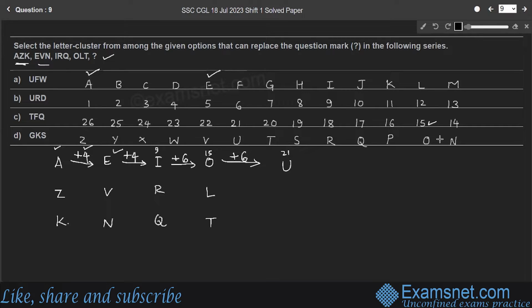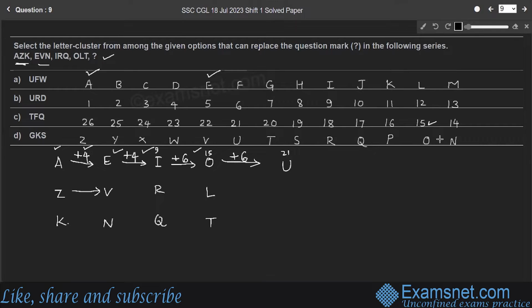So in the first two steps, we have added 4 to the first letters, and in the last two steps, we have added 6 to get the first letter, right? Therefore, in the last cluster, the first letter is U, right? Now concentrate on the second letters, right?